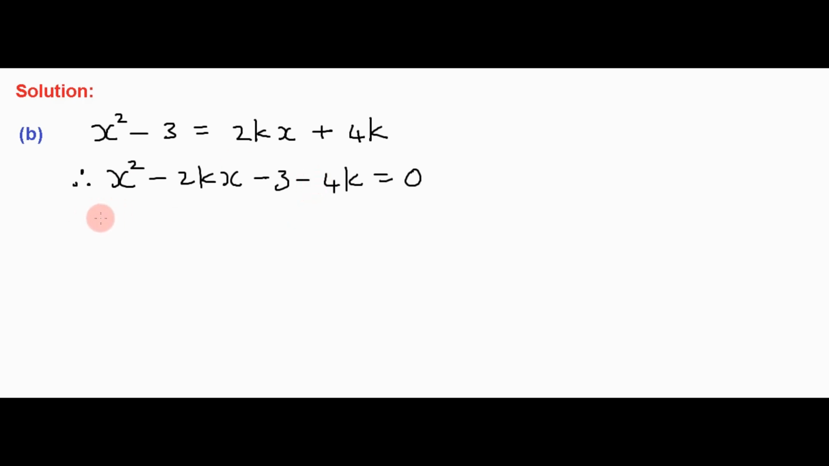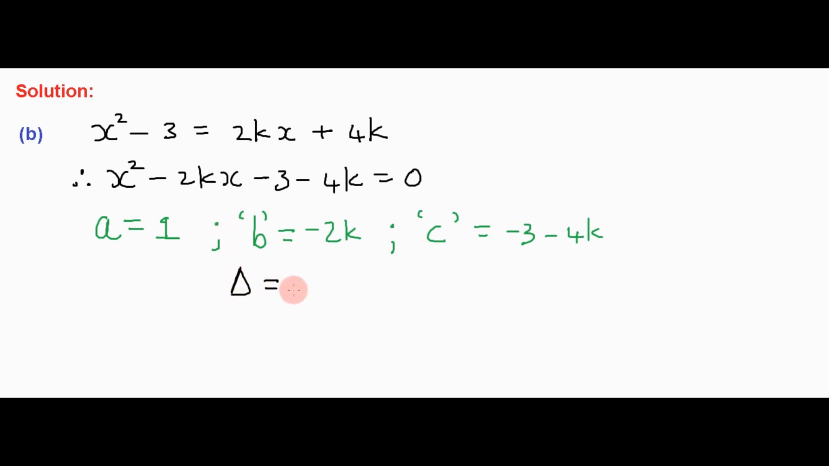So we can write down the values of a, b, and c. A, of course, is the x squared coefficient, which is 1. B is the x coefficient, so it's -2k. In other words, everything next to x. So this will be b. And c is the constant, everything without an x in it. So in this case, c will be -3 minus 4k. Once again, we are told that the roots are equal, so we can start with delta equal to 0.